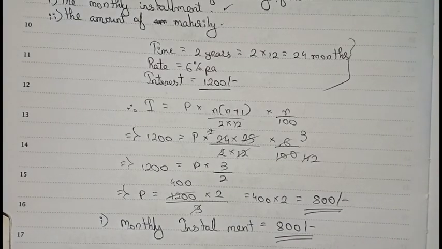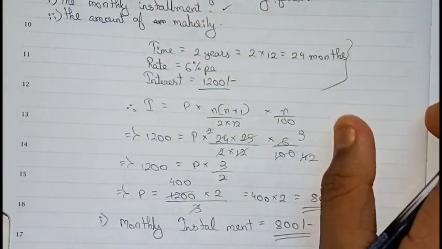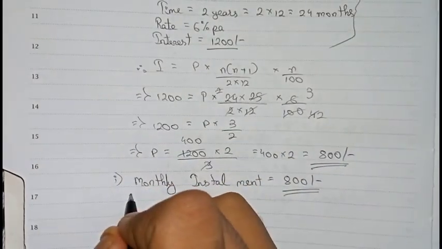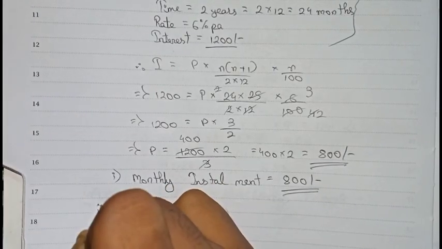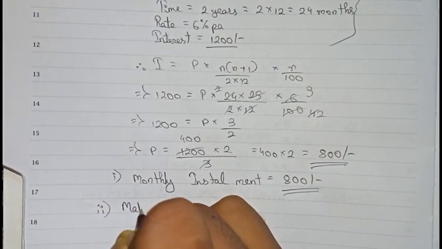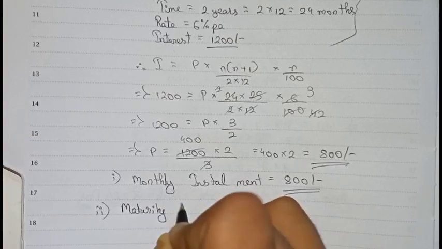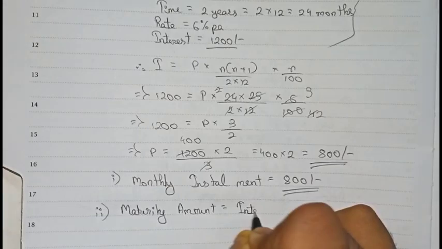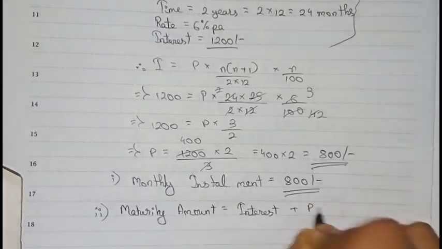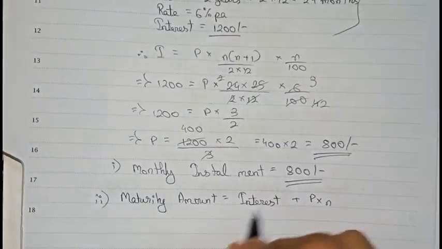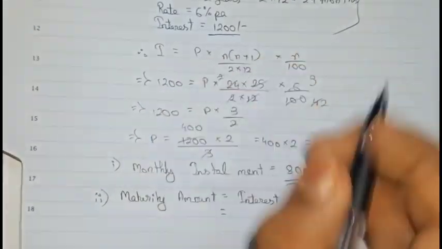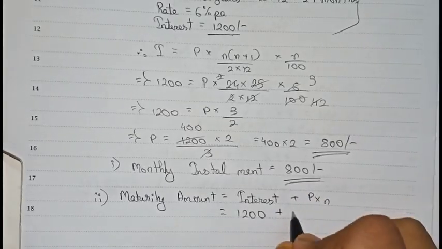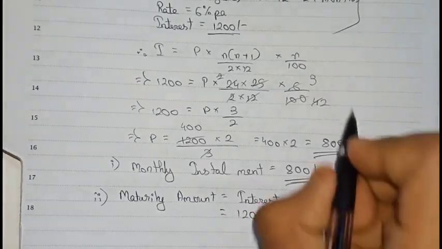Now we are supposed to find the amount at maturity. So amount at maturity can easily be found out. Maturity amount is equal to interest plus principal into n. So this formula we will use: interest 1200 plus principal, we just got 800, into n. So n is our 24.